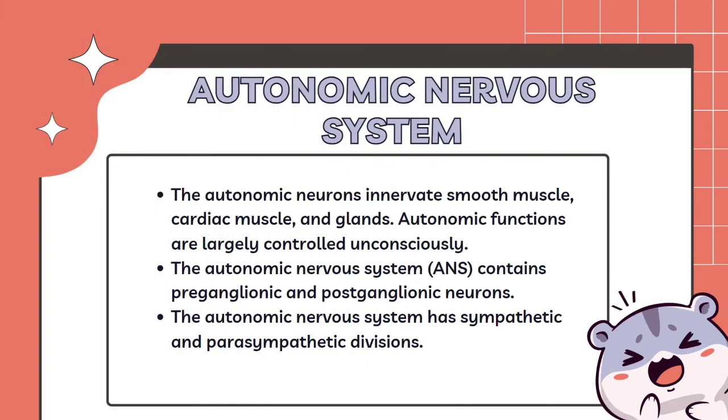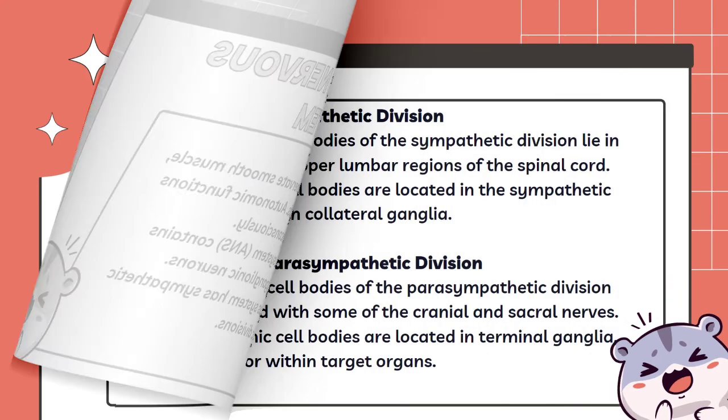The autonomic nervous system, or ANS, has autonomic neurons that innervate smooth muscles, cardiac muscles, and glands. Autonomic functions are largely controlled unconsciously. The autonomic nervous system contains preganglionic and postganglionic neurons. It has sympathetic and parasympathetic divisions. Sympathetic neurons generally prepare the individual for physical activity, whereas parasympathetic stimulation generally activates involuntary functions such as digestion that are normally associated with the body at rest.